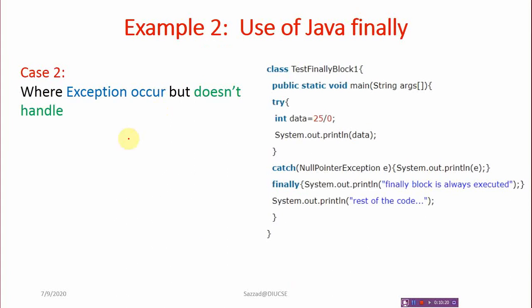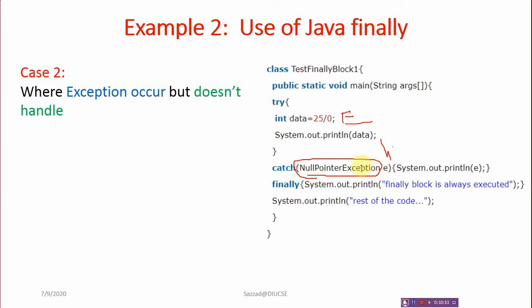So example 2, case 2, when an exception occurs but is not handled. Suppose an exception occurs but is not handled properly, and we are using the finally block. So what will happen? See, now we are trying to divide a value by 0. So definitely there will be an exception in this line. But in the catch block we said that this is a null pointer exception. But as we know, this should be an arithmetic exception. So that means it is not handled properly.